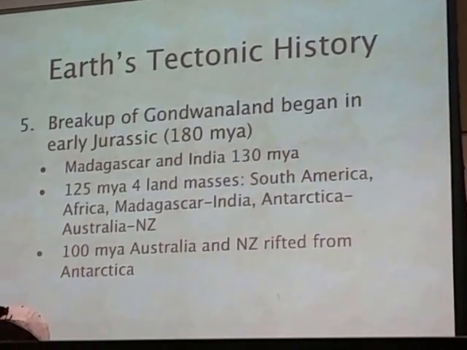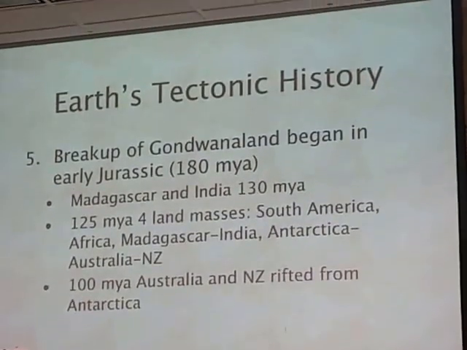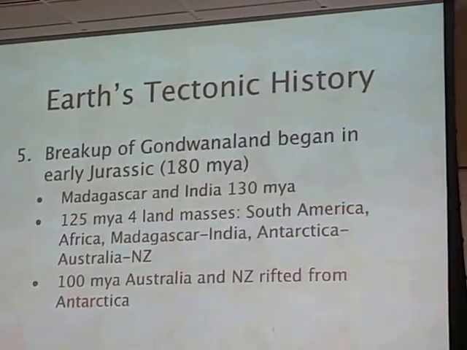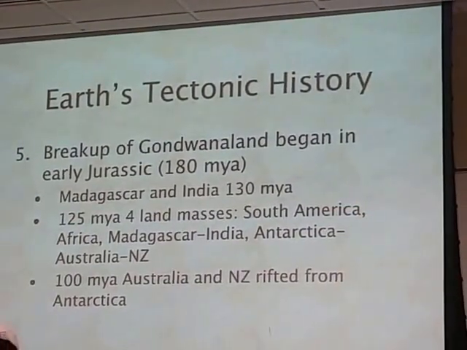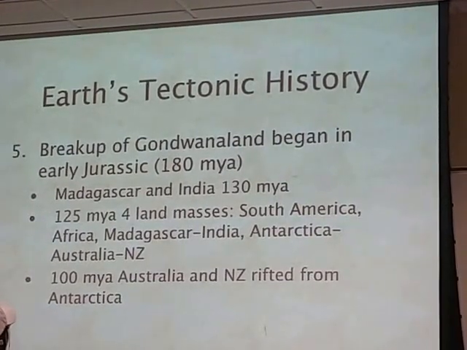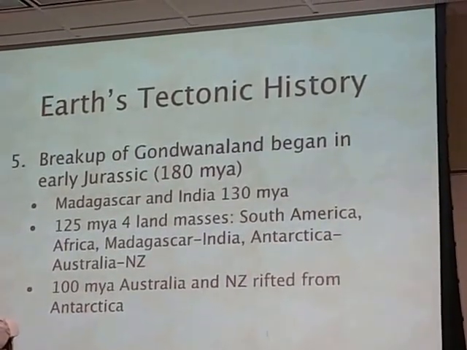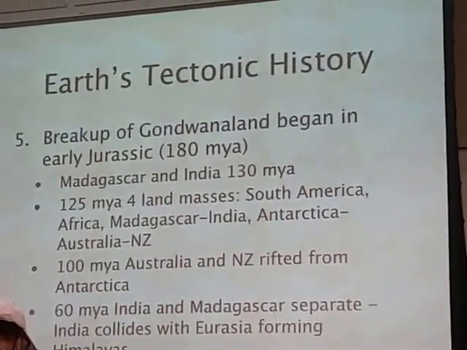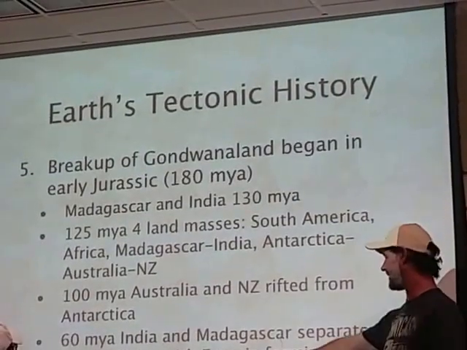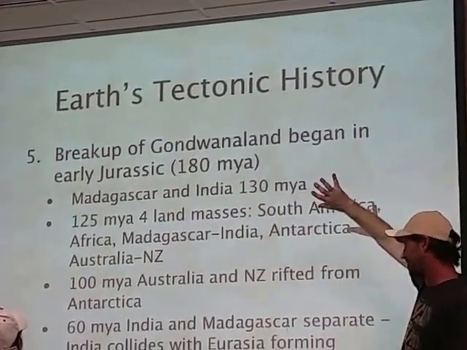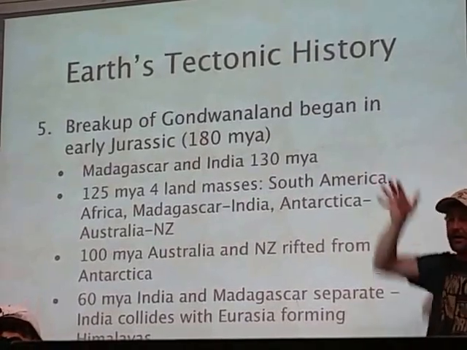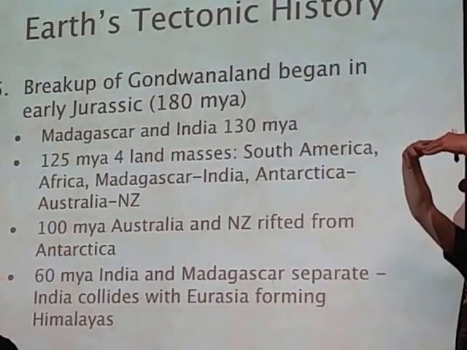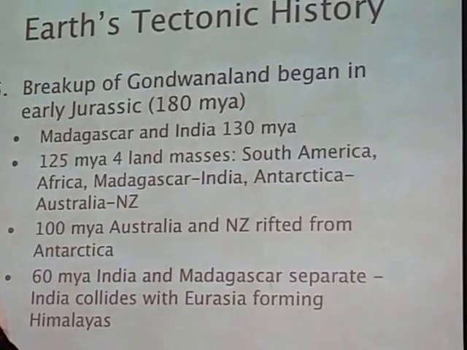At about 100 million years ago, Australia and New Zealand drift away from Antarctica. Antarctica then begins its drift down to the southern pole. At about 60 million years ago, India and Madagascar separate. India keeps moving and collides with Eurasia. When India collides with Eurasia, it buckles the continental shelf there and forms the Himalayan mountains.